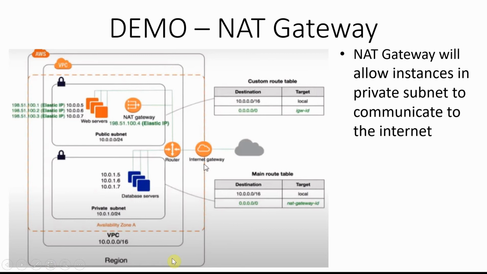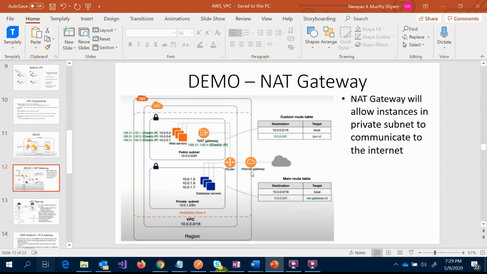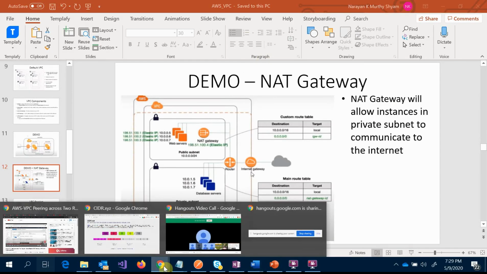We are going to create everything from scratch. We're going to create a VPC, a public subnet, and a NAT gateway, and associate all these things. So we'll do all of this in this demo, and that way it will be a recap for you. So with that, I'm going to the demo section. Yeah, Shyam.